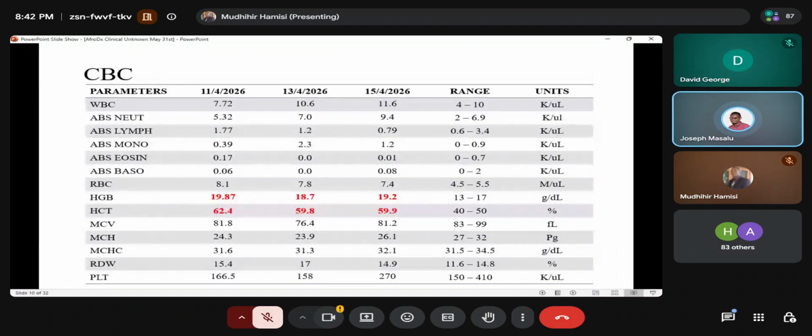Also, polycythemia vera is a hypercoagulable state. You can have thrombosis anywhere. I've seen a patient that I presented to David who had recurrent PE because of that, DVT-PE. So, other labs, Mudhihir.